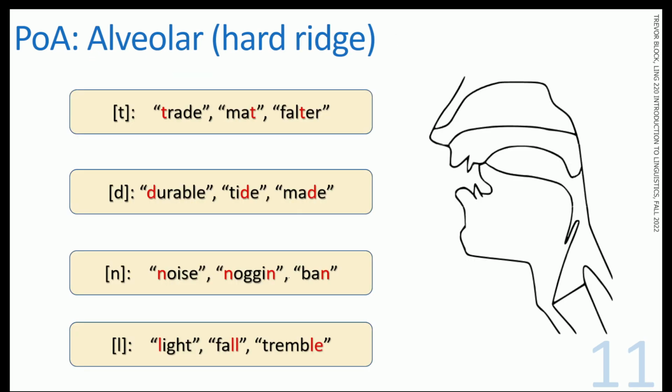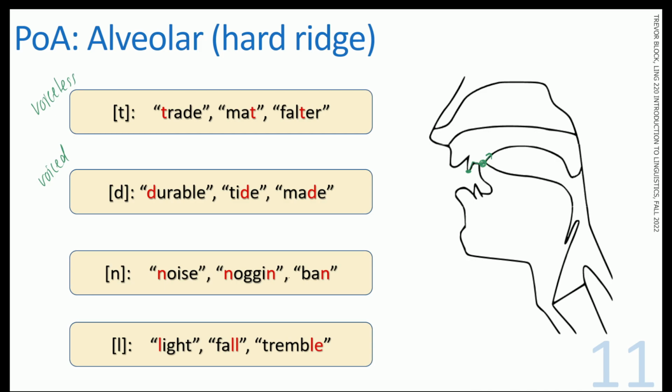We have a lot of alveolar sounds. So behind your teeth, we did this on Monday, if you drag your tongue backwards, you'll start to feel your tongue moving upwards. Right before it moves upwards, you have this hard ridge here. And this is where you make a lot of sounds like t, d, n, l, s, and z. So we have a voiceless sound T, so like in trade, mat, falter. We have a voiced version D, so it's the same as T, but it's D, so durable, tied, made. So we get that voiced version here.